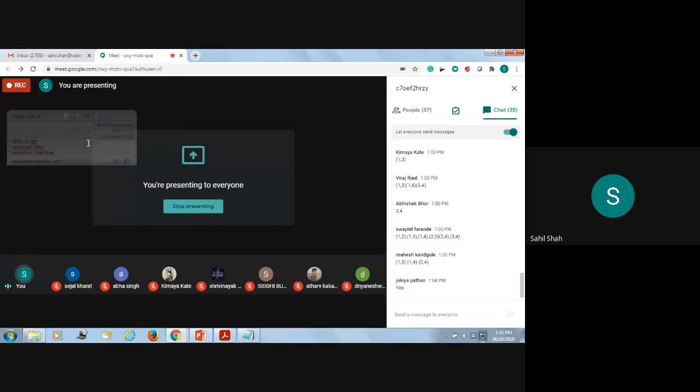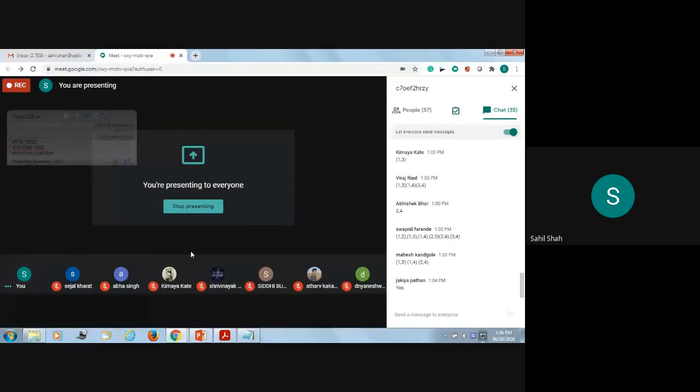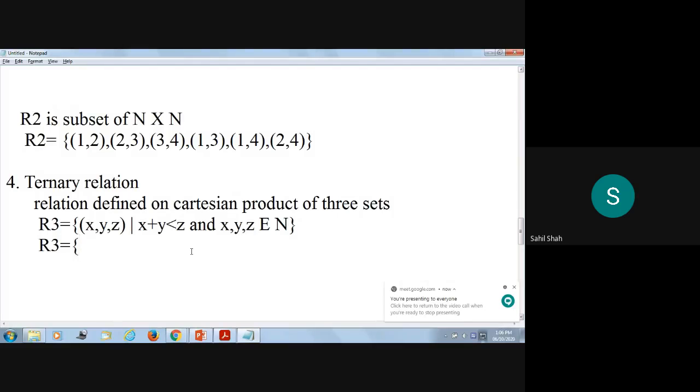Can you tell me? I have given you a representation which is set theoretic. These conditions once met, you would be able to find the components of R3. So what are the elements of R3? X plus Y is less than Z. Three members are involved, so this is ternary. Nobody is able to reply?